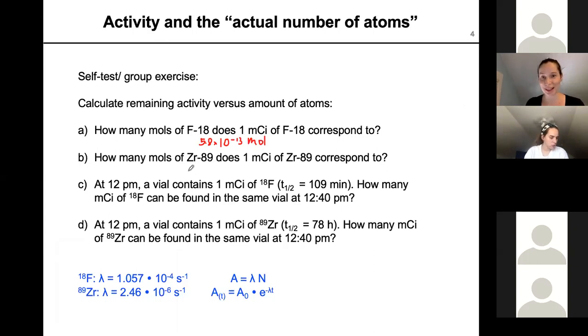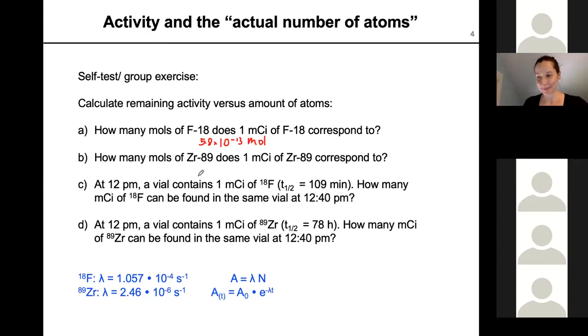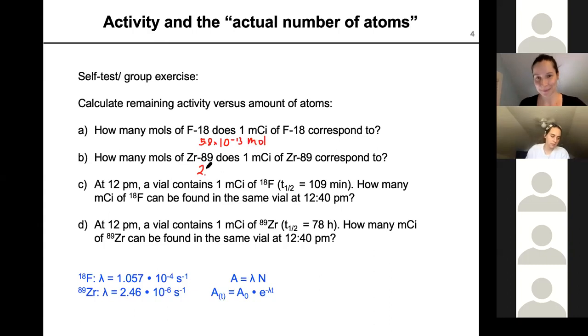And for zirconium 89, somebody want to offer their answer? And I can check if I got the same thing. I got 2.5 times 10 to the negative 5th mole. Is that what you said? No, I said 10 to the negative... sorry, 2.5 times 10 to the negative 11? Yes, that's what I got. Okay. So I got 2.48, but 2.5 rounded works for me too. So it's a two order of magnitude difference, as you can see.